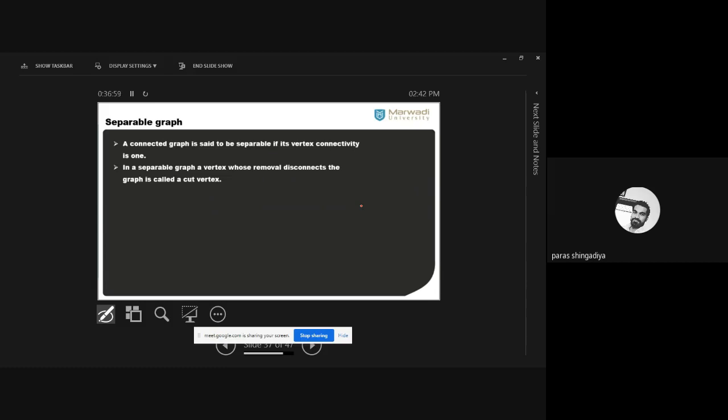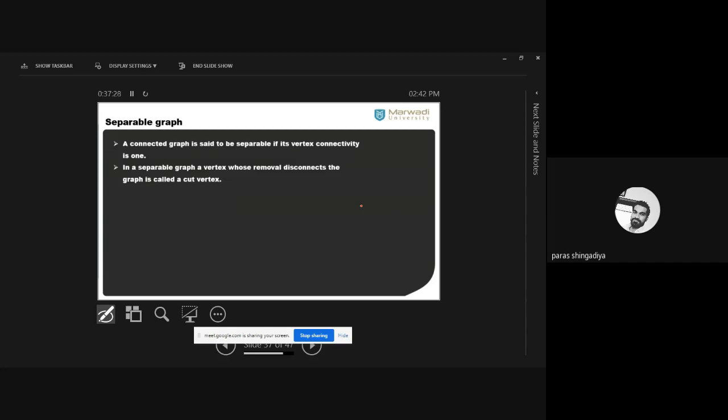Okay, so it is a concept of connectivity, and based on the connectivity concept, we can define the separable graph. Clear? So what is the meaning of a separable graph? And we'll also discuss the application of connectivity after this definition. It depends on the connectivity concept. A connected graph G is said to be a separable graph if its vertex connectivity is 1.